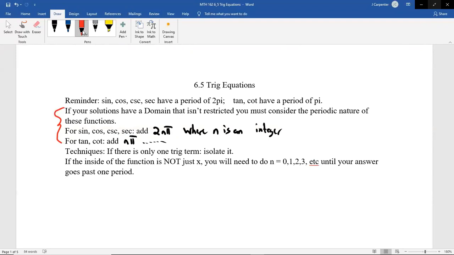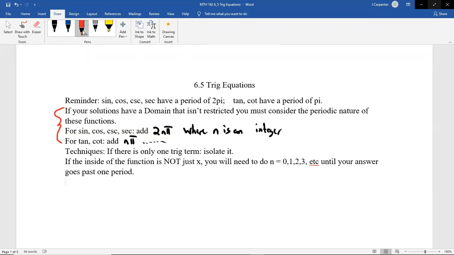Some techniques that we'll be using: if there's only one trig term, isolate it, and then you'll have something like sine of 30 degrees is equal to a half, and then you can use your triangles, your quadrants, your smart trig class, all that stuff to piece together your solutions of what the angle should be.